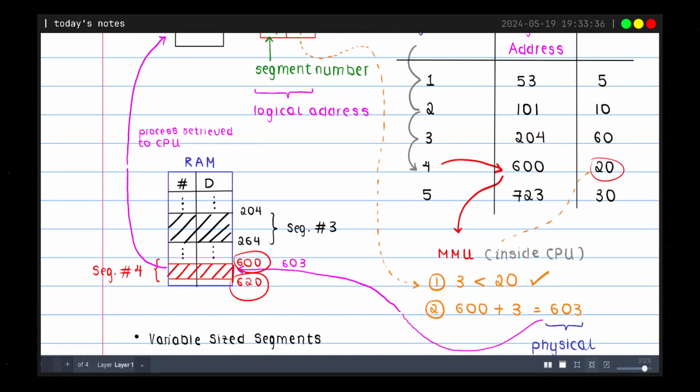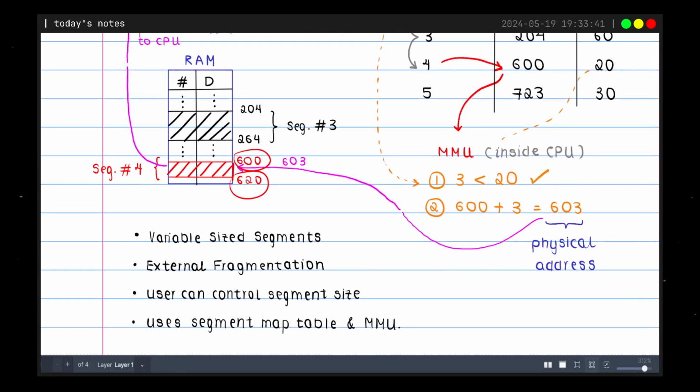Okay, that's done. That's how the segmentation process works. In summary, segmentation involves variable size segments. The user can control the segment size. That is, the user, or the application on behalf of the user, can manipulate the size of the segment. And to translate logical addresses into physical addresses, it uses a segment map as well as a memory management unit. You learned what the memory management unit does.